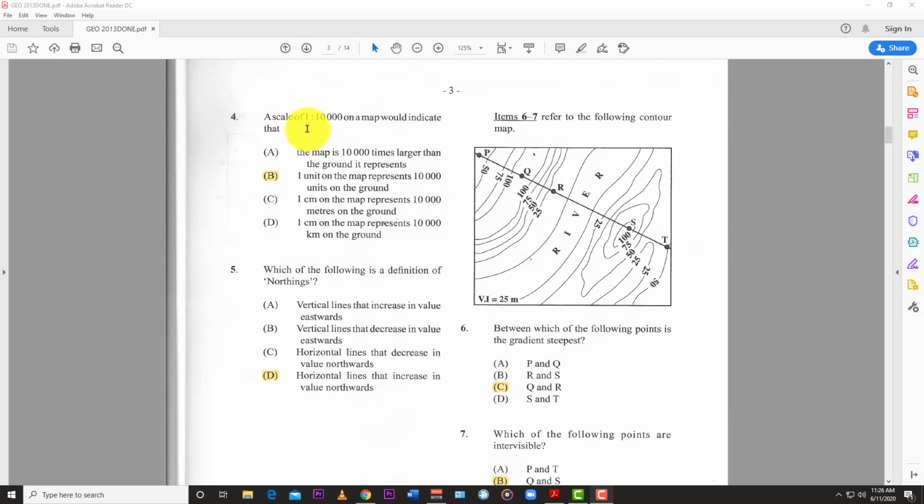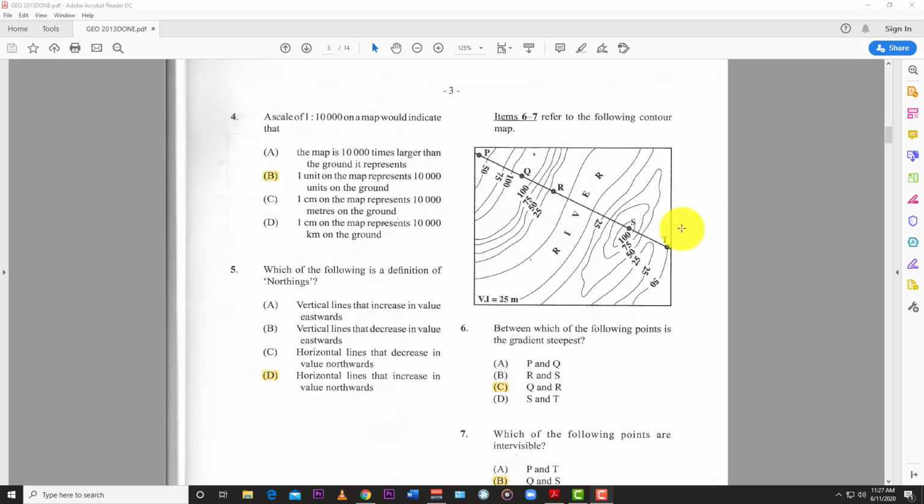Number 4, a scale of 1 to 10,000 on a map would indicate that, and the answer is B, 1 unit on the map represents 10,000 units on the ground. That's the scale, 1 to 10,000. Number 5, which of the following is a definition of northings? The best answer here is B, horizontal lines that increase in value northwards. As you're going north, the value increases, and that's northings right there.